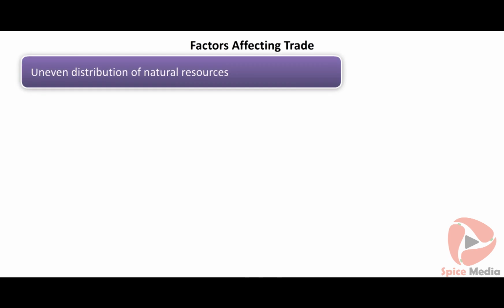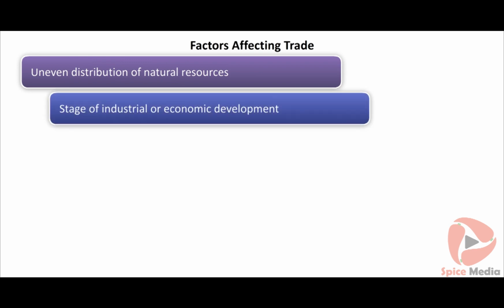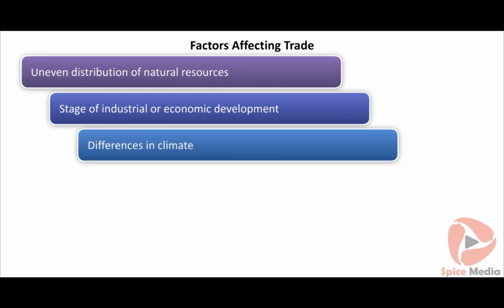Uneven distribution of natural resources. Differences in the geographical features and mineral resources make the exchange of goods possible. Stage of industrial or economic development. Developed nations export finished products to less developed countries. Differences in climate. Climatic differences result in different types of agricultural, animal and forest products. These are exchanged locally and internationally.